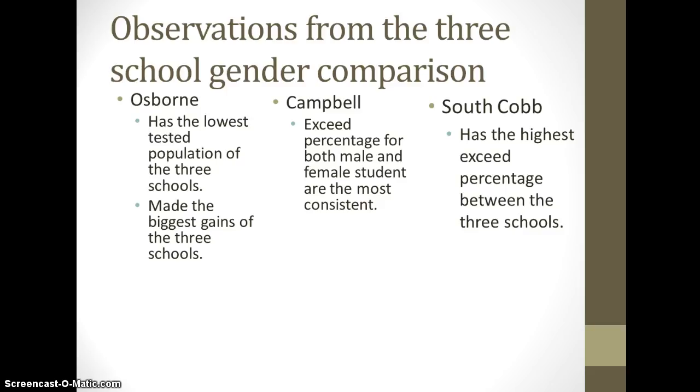But why? One reason I believe that Campbell and South Cobb have a slightly higher meet and exceed percentage is the simple fact that both Campbell and South Cobb have magnet schools associated with them. This obviously will ultimately produce higher scores in the long run.